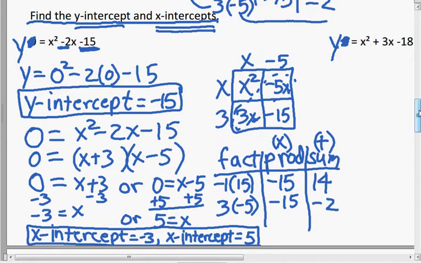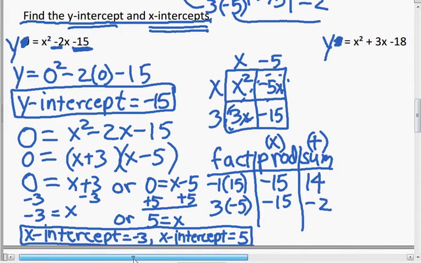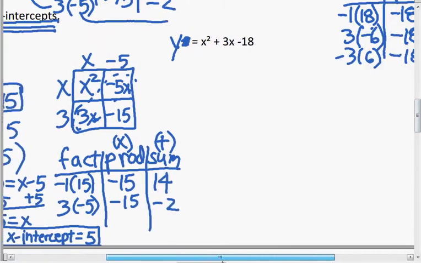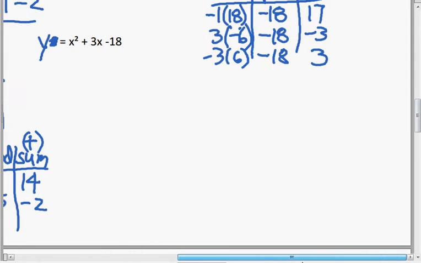Take a look at that for a minute. When you think you're ready, pause the video now. Take a look at that for a minute. When you think you're ready, try the second problem. Okay. And I will give you the answer after you've worked on it for a while. So pause the video now.